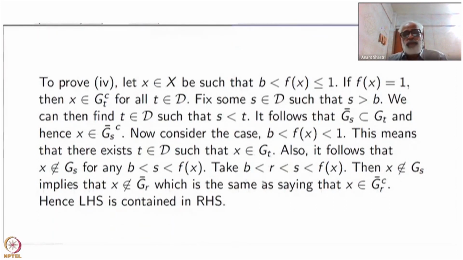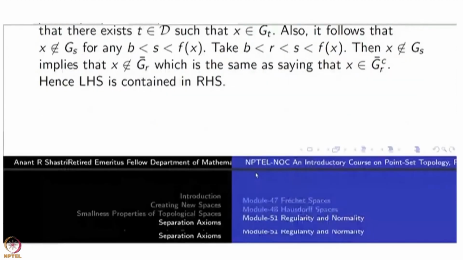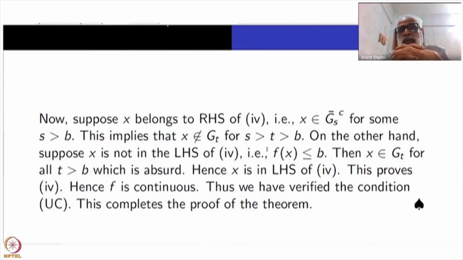We have not yet completed the proof. What we have to do? RHS is contained inside LHS, right? Even that is also not, in the third case, it was very easy. In this part, you have to say a little more. Suppose x belongs to RHS. RHS is what? Union of all G_s bar complements. So x is in one of them for some s which is bigger than b. That is the definition of the right hand side.